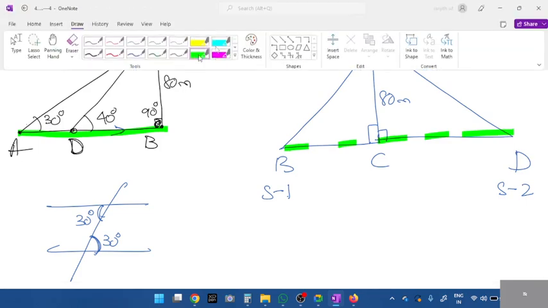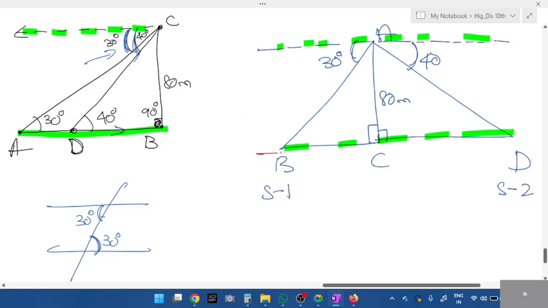According to parallel lines, 30 degrees, this also will be 30 degrees. Interior alternate angles. If the angle at D is 40 degrees, even this will be 40 degrees. Angle of elevation and angle of depression concept. And if they ask you to find the distance between two boats, you have to find this entire distance. Is it clear, all of you?